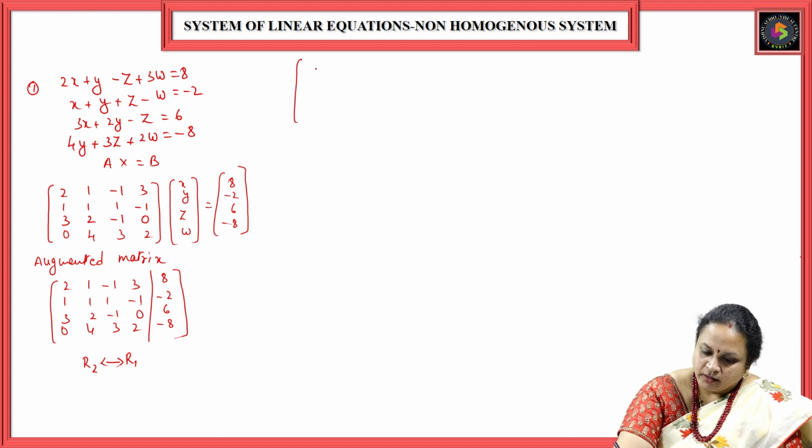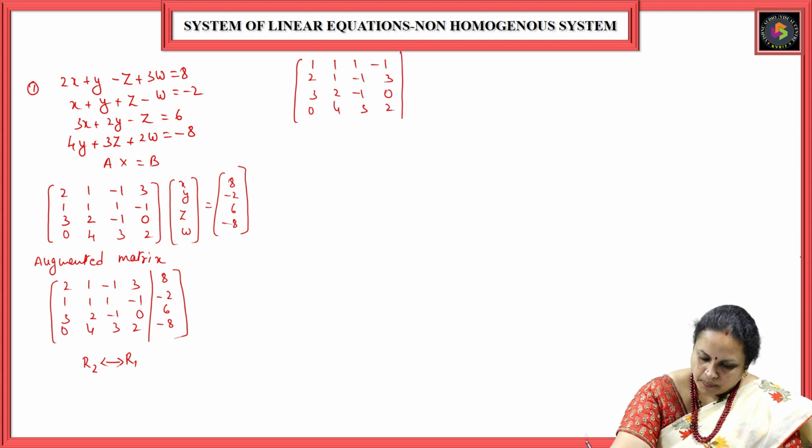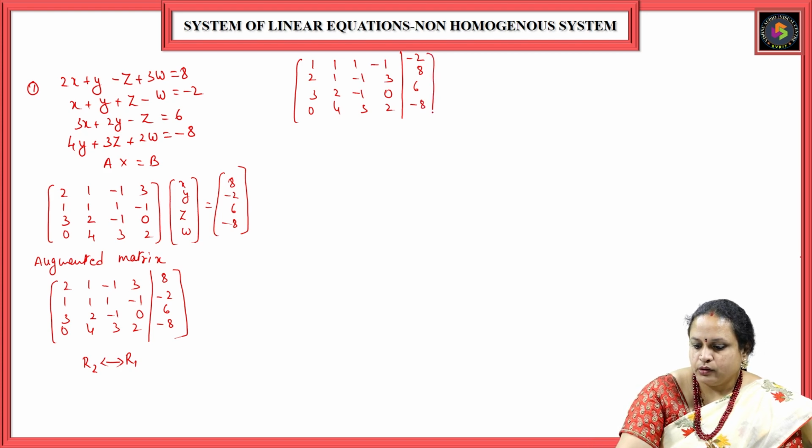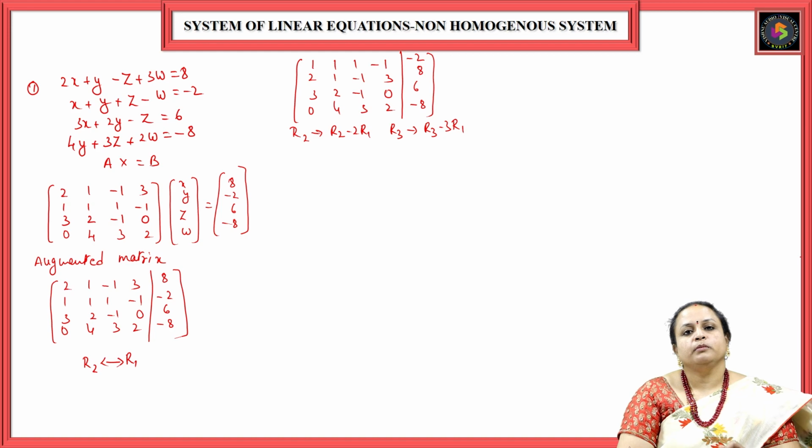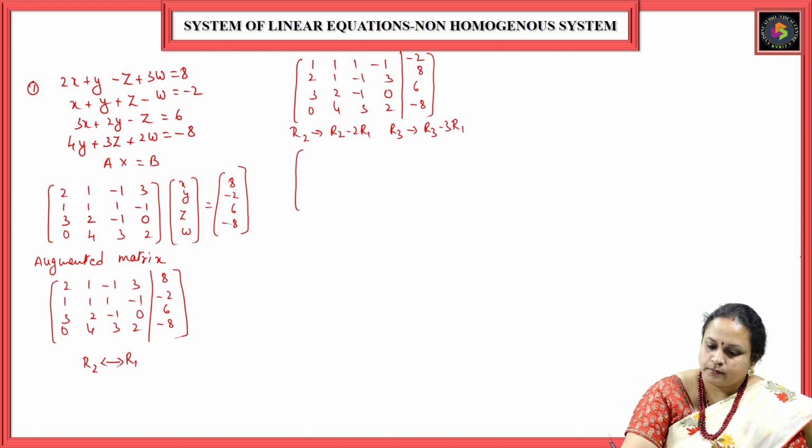So it will become 1, 1, 1, minus 1, 2, 1, minus 1, 3, 3, 2, minus 1, 0, 0, 4, 3, 2, minus 2, 8, 6, minus 8. Now, using row 1, let us make other two elements zeros in the first column. So, R2 implies R2 minus 2R1. R3 implies R3 minus 3R1. There is no need to make row 4 because it is already 0. So first row is not changing.